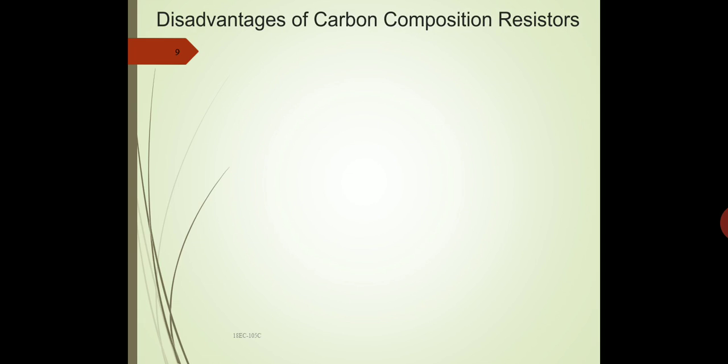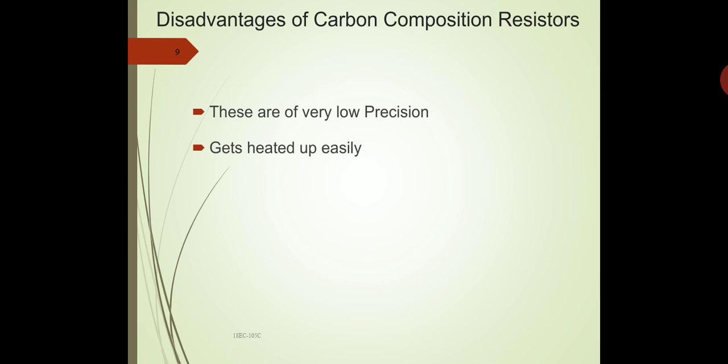Now, what are the disadvantages of the carbon resistors? Now let us see the disadvantages of the carbon resistors. These are of very low precision because they are of carbon material. The accuracy is not there. They get heated up very easily. The resistance value varies with age, that is aging, it's not stable.